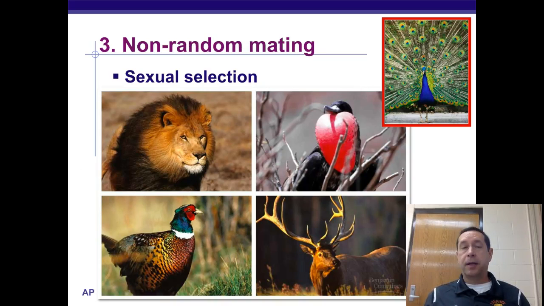Non-random mating, sexual selection. In most species, it's the females who are picky. They're going to choose the male with the specific traits that are going to provide the female's offspring with better chances of surviving and reproducing in the next generation. And the main reason for this is that reproduction is expensive in terms of energy and things like that. For most species, the females put a lot more energy and time into reproduction than the males do. So they're going to be more picky.